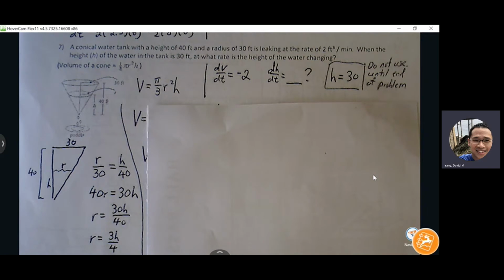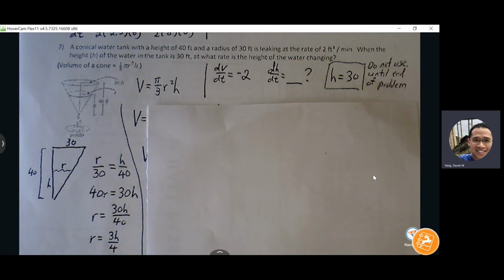Okay, so setting up the proportion. Focusing on what you're looking for. If you know that you're looking for dh/dt, that's going to help guide how you want your volume equation set up. Because if I'm looking for dh/dt, then I know that height will naturally produce dh/dt for me.